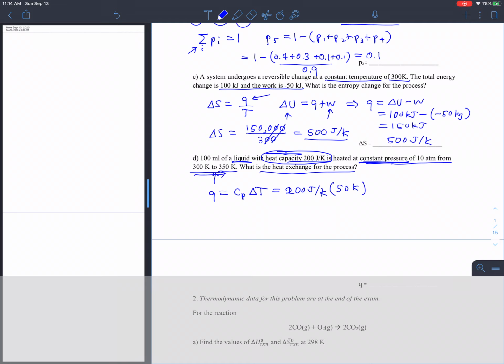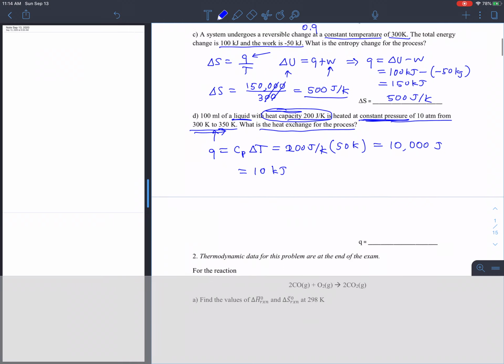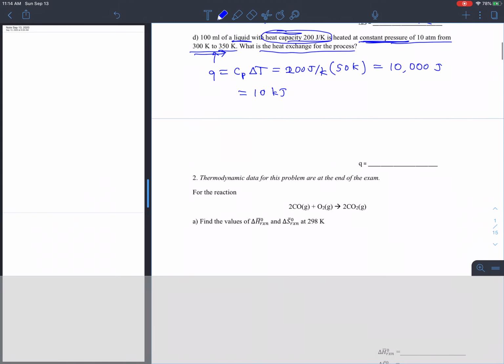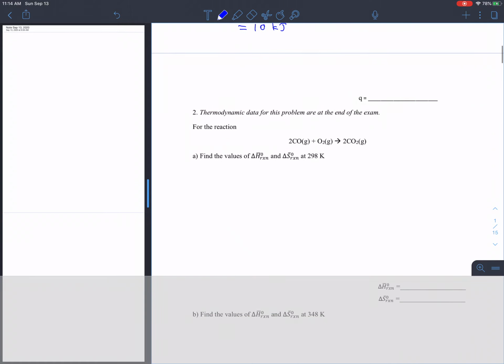Notice it went up from 300 to 350, and that is 10,000 joules or 10 kilojoules. All right, those were pretty straightforward. Let's go on to number 2.